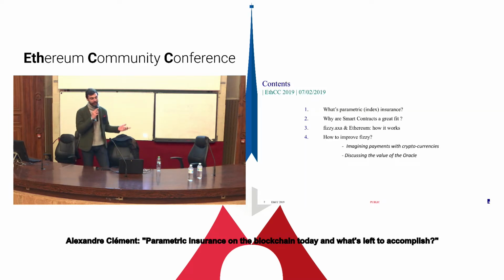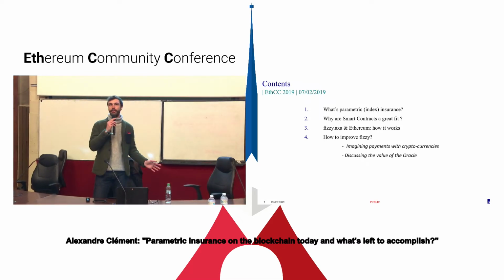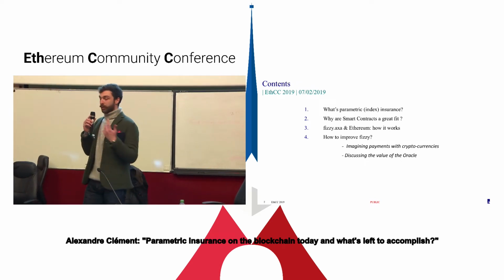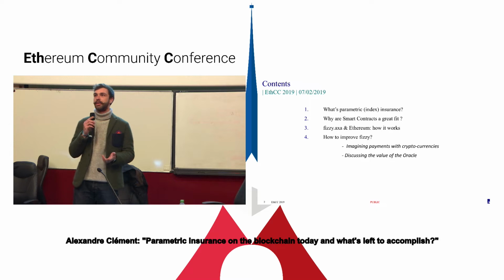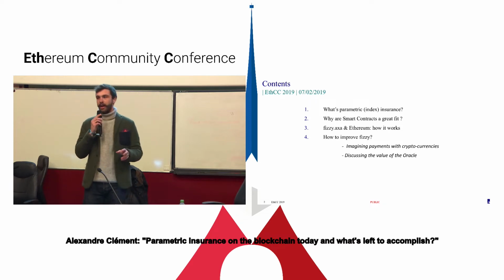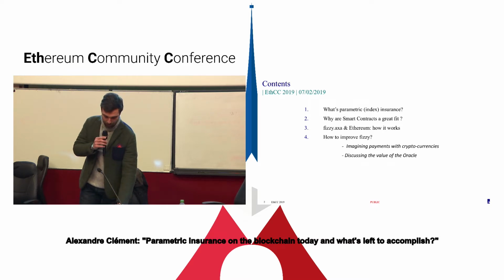So today, first, I'll go over what's parametric insurance in a few words, because I guess all of you are very knowledgeable on the blockchain, but maybe less on that side. And my goal is to explain why parametric insurance is actually a great fit for smart contracts on the blockchain. Then we'll do a short overview of Fizzy.taxa, our product, and then see how we think we could improve this product in a blockchain environment.